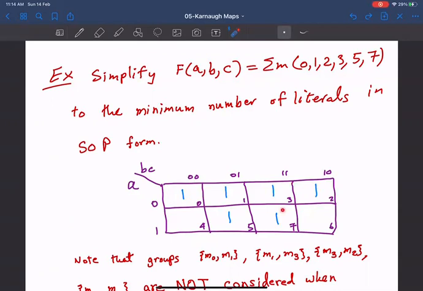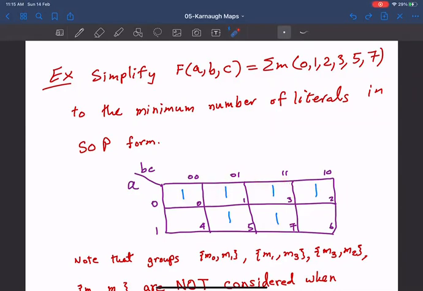Exactly. This group here contains all of these smaller groups, and it is of rectangular form and a power of 2, so it is considered. These smaller groups are not considered for minimality. We only consider the largest group that covers all of them. Similarly, M1 and M3, M5 and M7, M3 and M7, and M1 and M5 are not considered because they are contained inside this larger group.